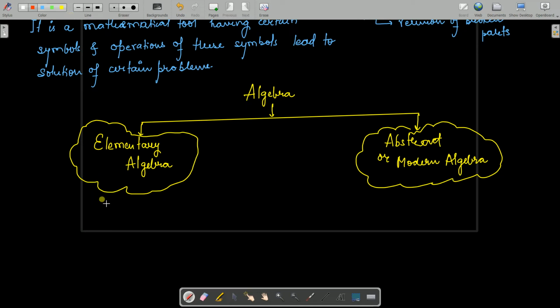So this is studied in the lower classes or for competitive exams, and this is studied as a form of advanced mathematics, and the professional mathematicians study and follow this modern algebra. And from the competitive point of view, this is important for UPSC and state public services examination, and this elementary algebra is basically focused for GATE and other competitive exams.